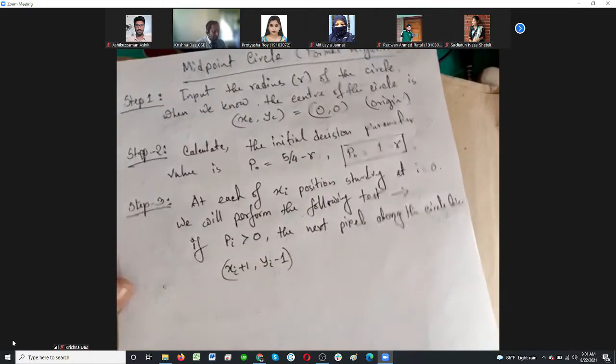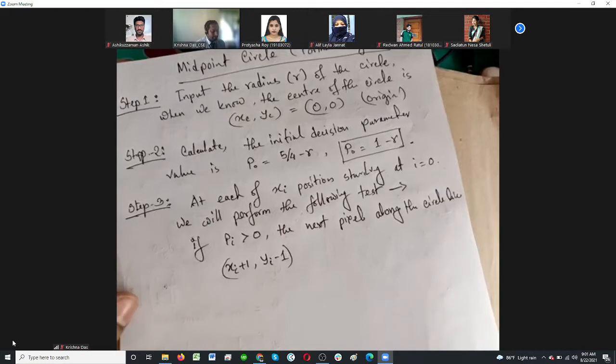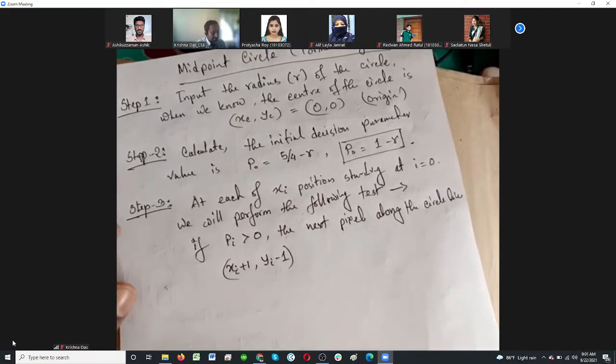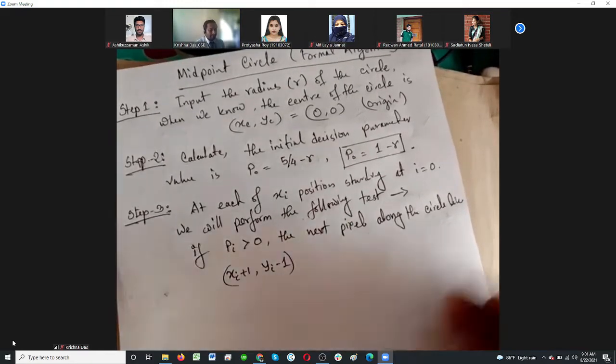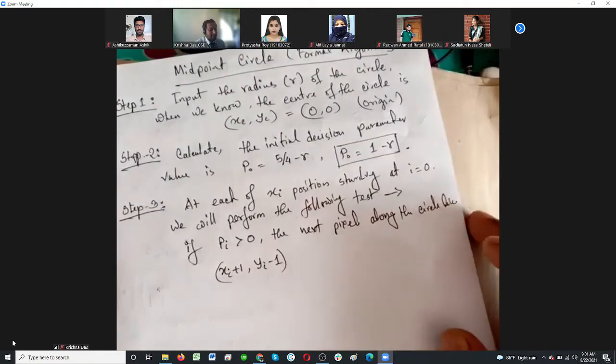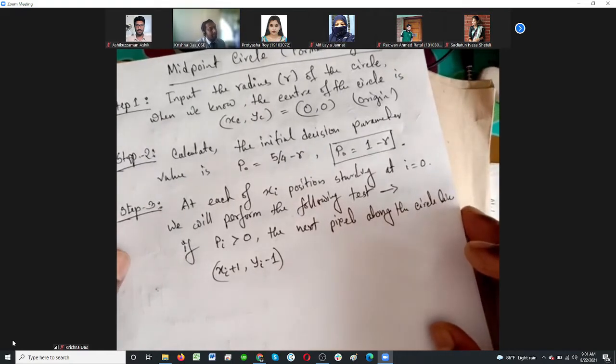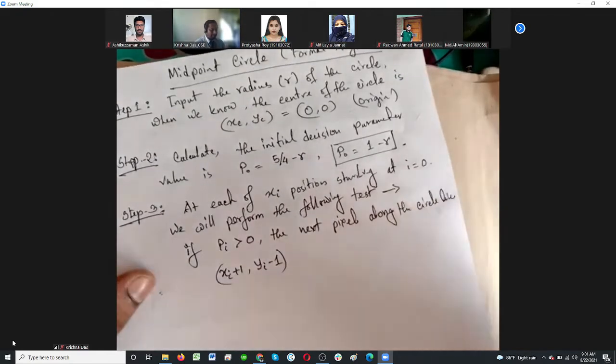Yes, Pratasha? So can you say it again? What is it? Currently at each of xi position, then what do you write again? Sorry, say it again. Sir, I didn't get it. Can you read this line again? At each of xi position, then what?